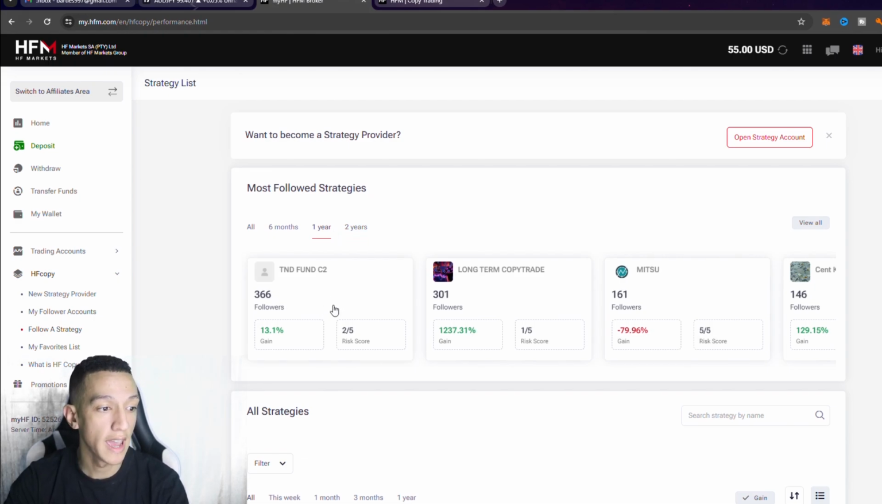When looking at it, also look at the maximum gains and the maximum drawdown. As you can see, there's a gain of 13% for the past year, and a risk score of 1 to 2. Obviously you want to keep the risk score at least 1 or 2. You don't want one that has, like you can see this person, he has 5. We're not going to be choosing them. If you want to look at all of them, you can just click view all.